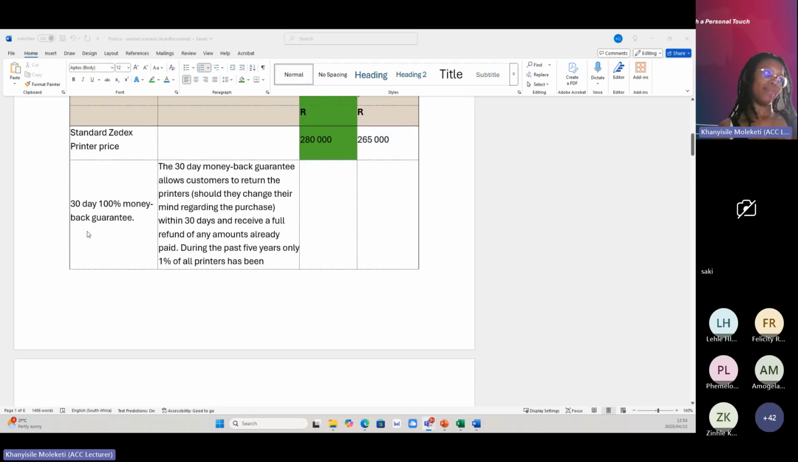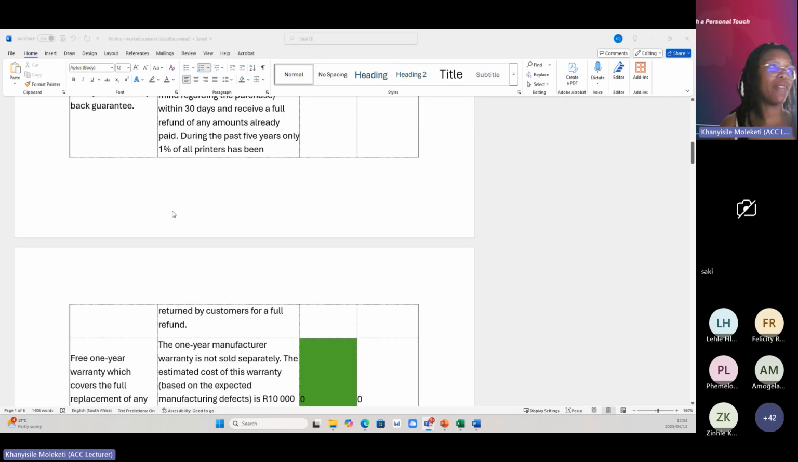Okay, so the second part on this table speaks to a 30-day, 100% money-back guarantee. So we're told that the guarantee allows customers to return the printers should they change their minds regarding the purchase within 30 days and receive a full refund of any amounts already paid. During the first 5 years, only 1% of all printers has been returned by customers for a full refund. What are we thinking about there?